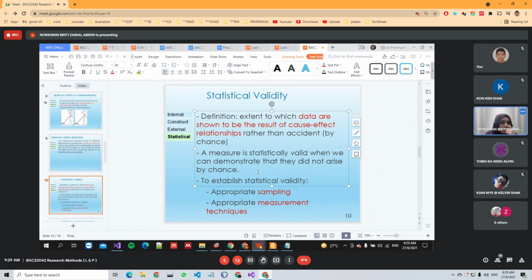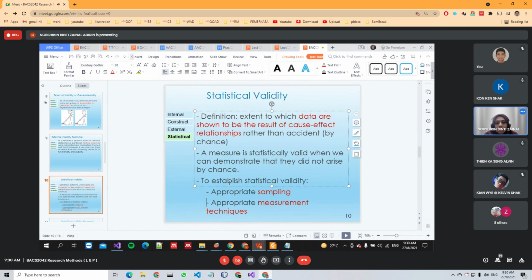You need to demonstrate that the results did not arise by chance. That means you need to have proof of why you accept or reject, or where you got this value from. So you need to prove it.